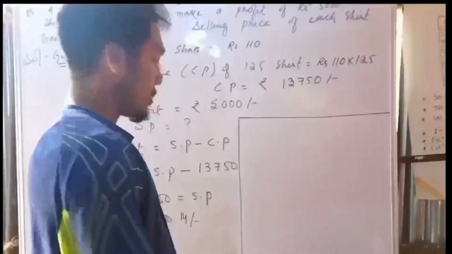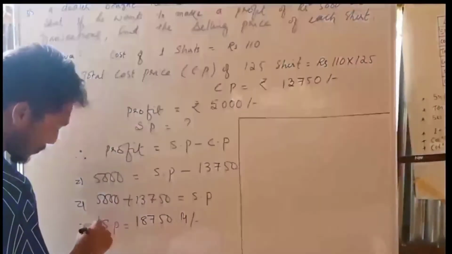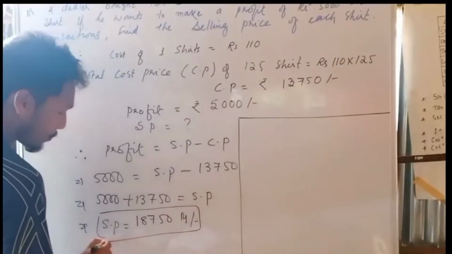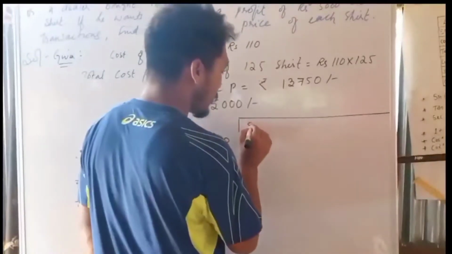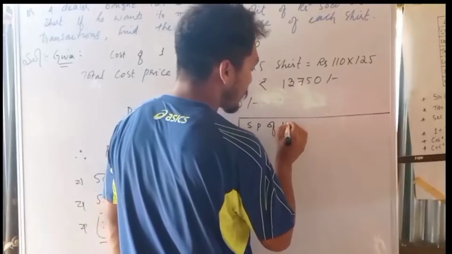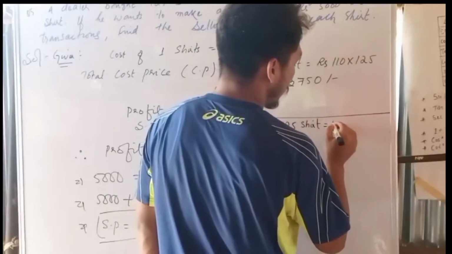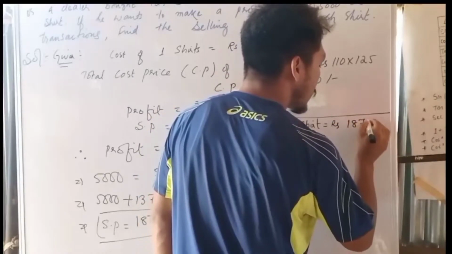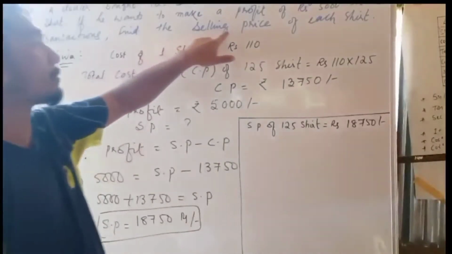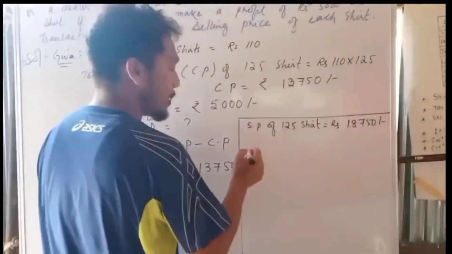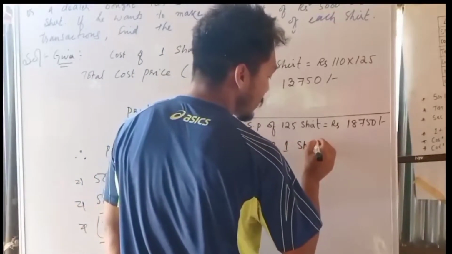But what does he have to find? Here you see, this is a selling price. Whatever selling price we are getting, 18,750 is the selling price of 125 cert. That means SP of 125 cert is rupees 18,750. But our question is to find the selling price of each cert. That means for one cert, how much will it be?